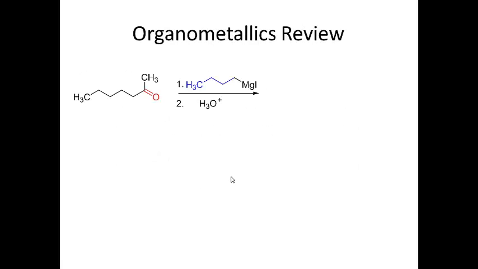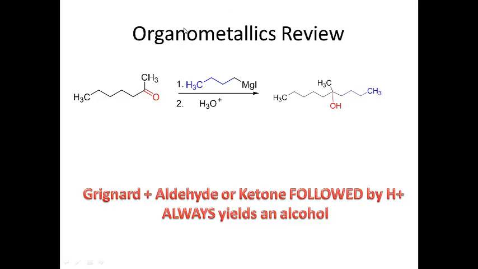Just a review of organometallics. Remember, if you take a ketone or an aldehyde, first treat it with a Grignard and then treat it with acid or some type of proton source. What do you get? You get an alcohol. Remember, this carbon in the carbonyl is partially positive, and so because of that, the carbon in the Grignard that's connected to magnesium is partially negative, and so that attacks here, and then eventually you get the alcohol as the product.